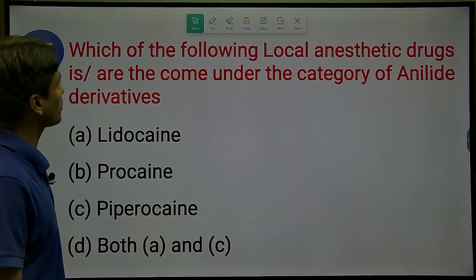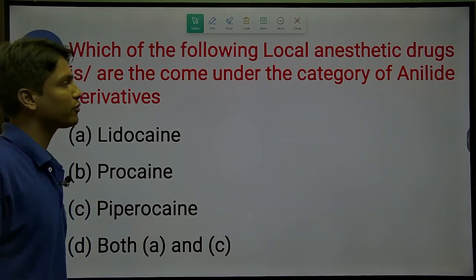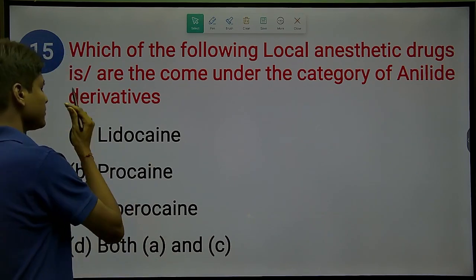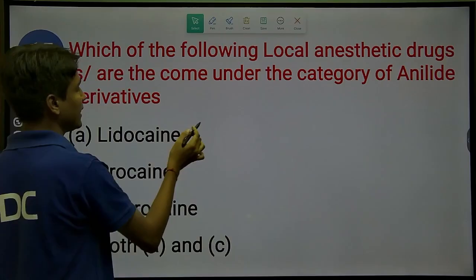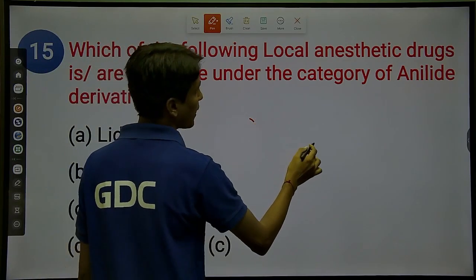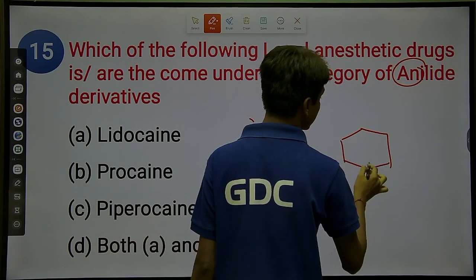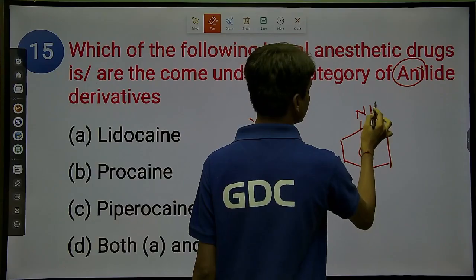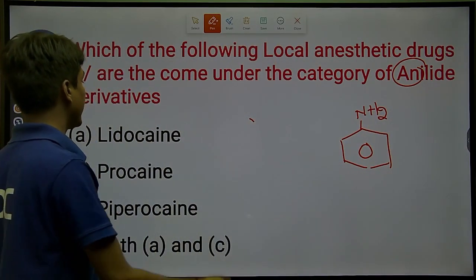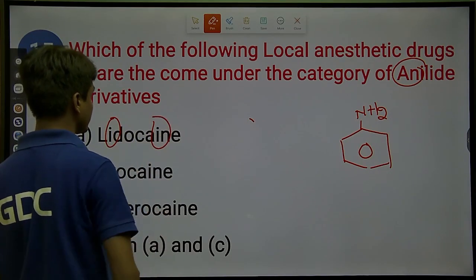Next question, which of the following local anesthetic drugs comes under the category of anilide? See here, we need to identify anilide. Aniline is nothing but a benzene that contains an NH2 group. Anilide is an amide, so this contains an amide.